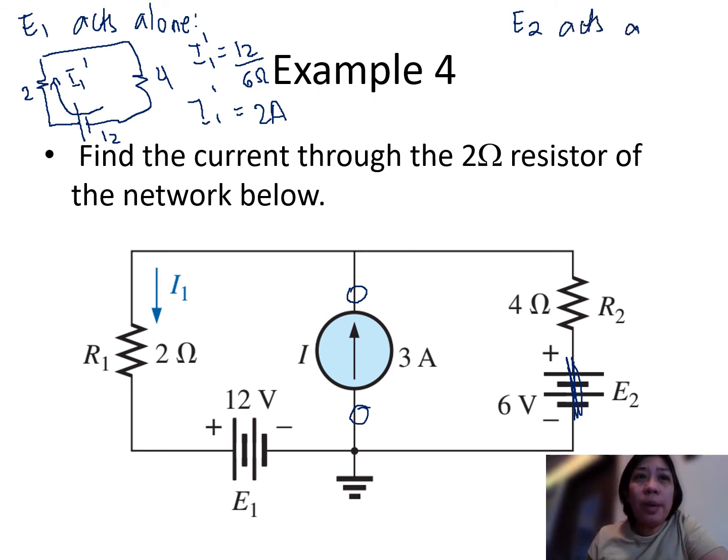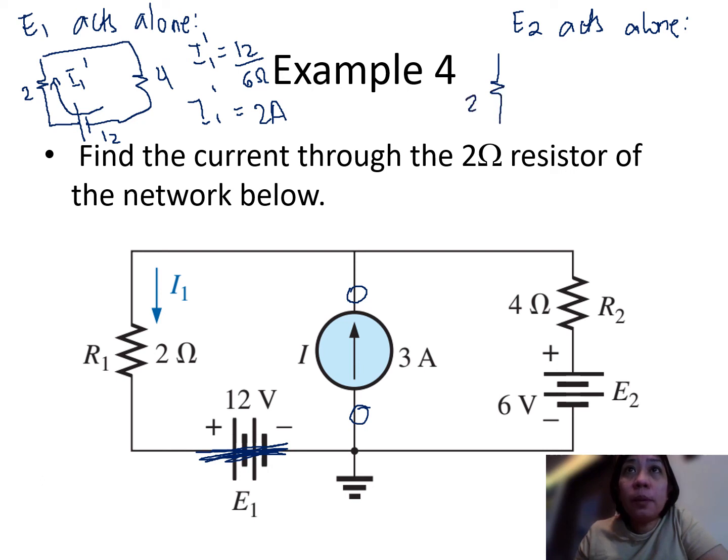So what happens now is, this is no longer shorted. This is still open, okay, but we're going to make this shorted. So what happens? If we're going to redraw the circuit, it will look like this. So this is your 2, this is your 4, and this is your source.